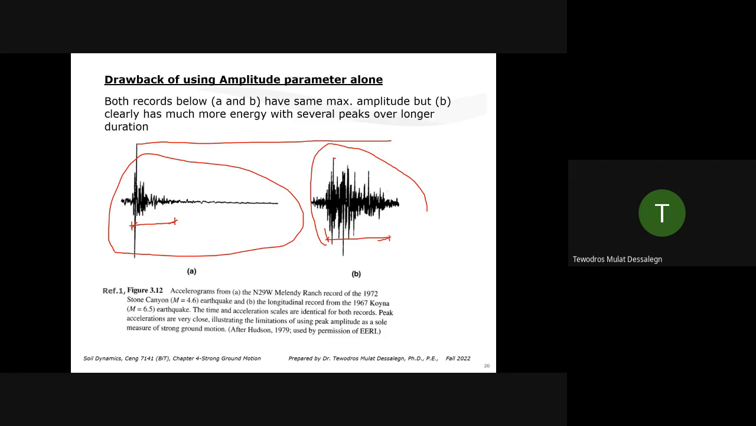Both records below, A and B, have the same maximum amplitude, but figure B, this one, clearly has much more energy, with several peaks over a longer duration. So duration matters, regardless of how high the peak acceleration is. Because the energy content in the end is the plot of this acceleration squared with time. If you go to each delta t and find the area, this one has less energy compared to this one. I took this figure from reference one, figure 3.12. You can see more detail over there.